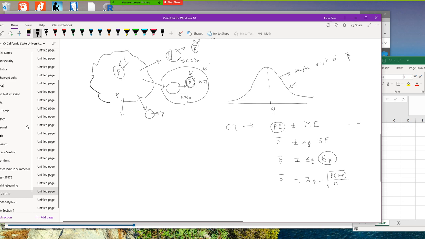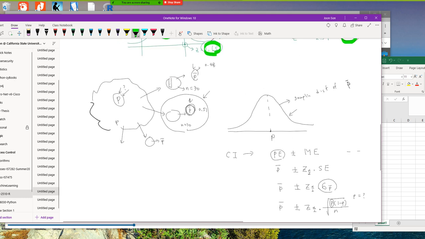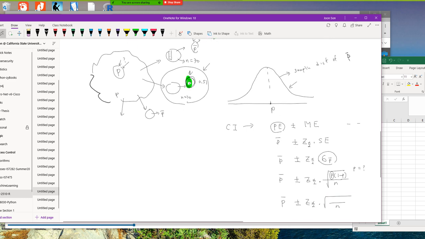However, the problem is we don't know the population proportions. The p is unknown, so we need to come up with an estimate. This is why it's called an interval estimate. So this is like p bar plus or minus z alpha divided by 2 multiplied by, instead of p, we can use the sample proportions here, p prime. So for the estimate we have to use p bar and then 1 minus p bar.